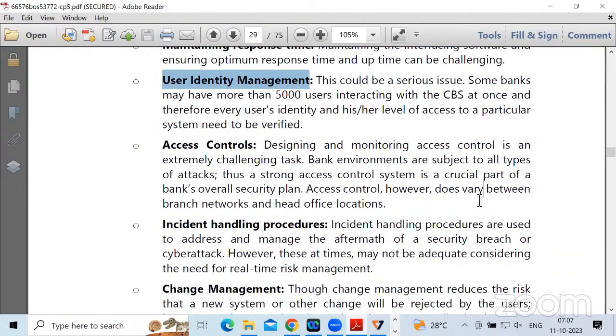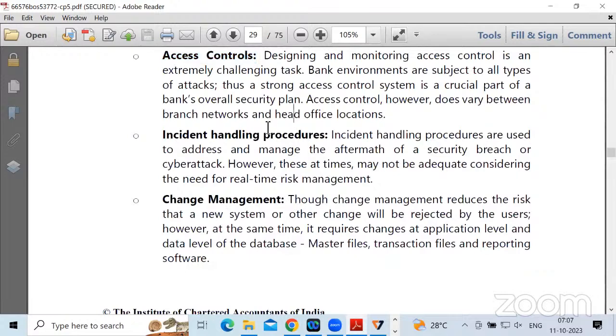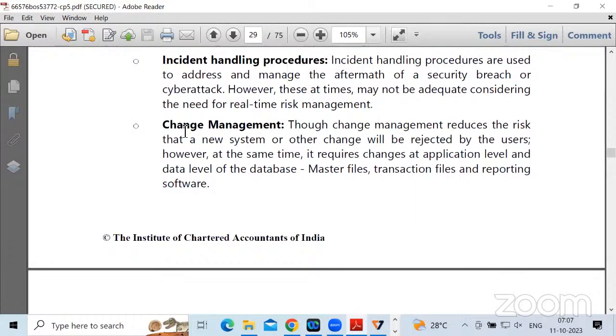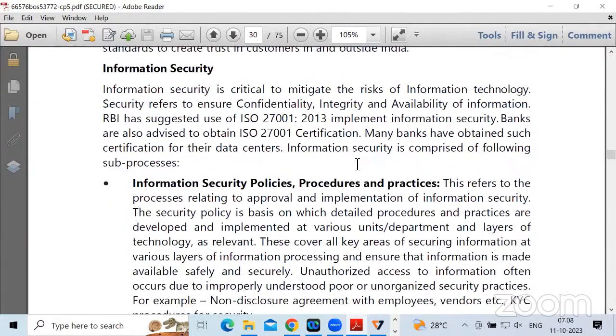So they have to be identified with the username and password. One username, one password could not be allowed to another, etc. Access control, only the authorized person will have the access. Incident handling procedure, when in case of any security incident. And change management. All these we have discussed the same things before.